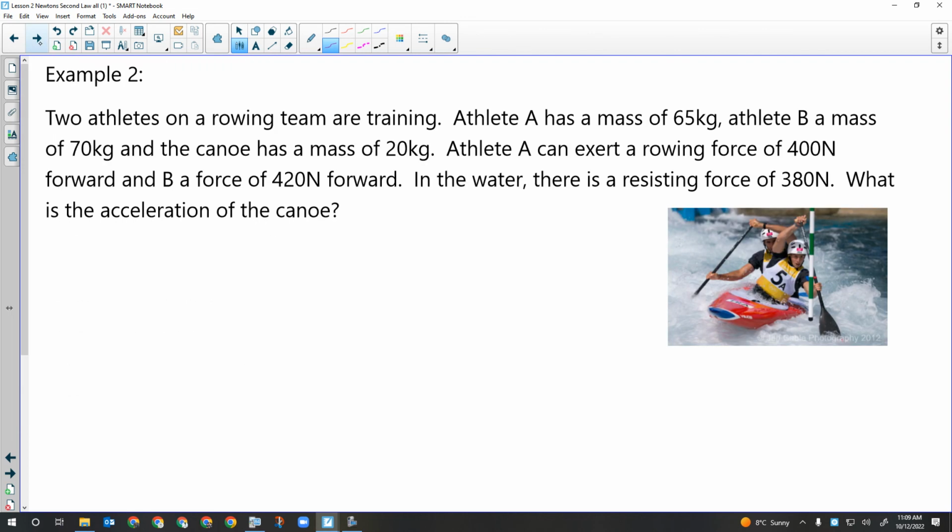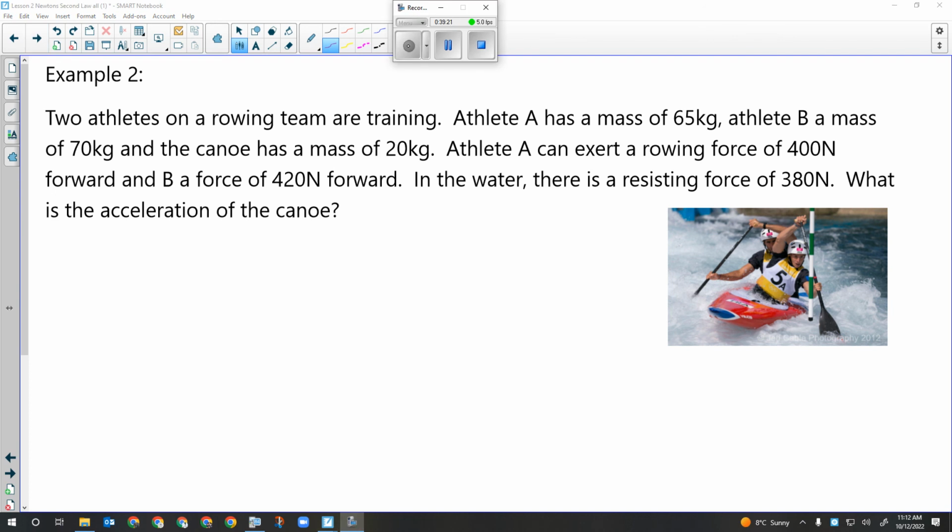Try this one. We've got 2 athletes on a rowing team that are training. The first athlete has a mass of 65 kilograms. The second athlete has a mass of 70 kilograms. The canoe is 20 kilograms. Athlete A can exert a rowing force of 400 newtons forward, B 420 newtons forward. Water is resisting with 380 newtons. Find the acceleration of the canoe.